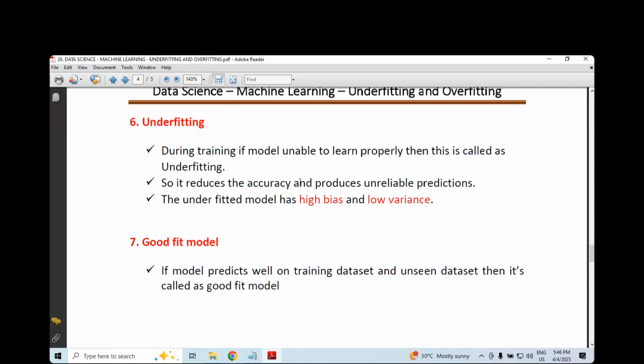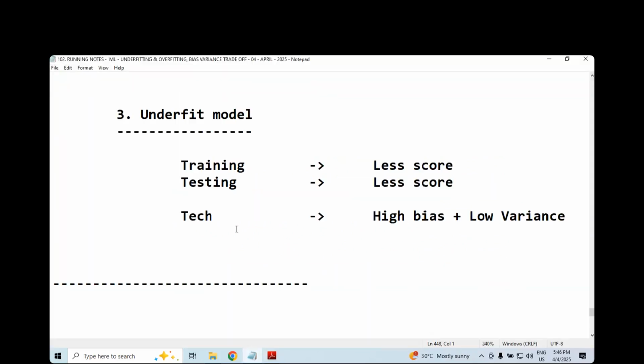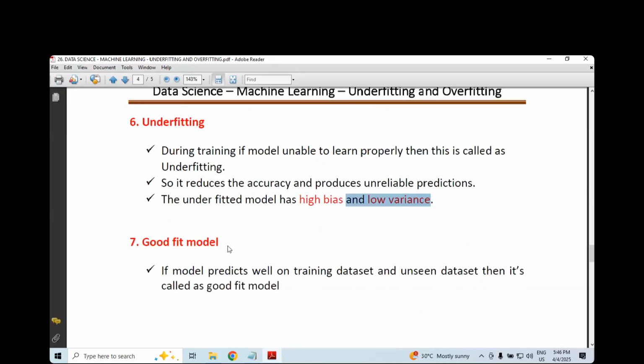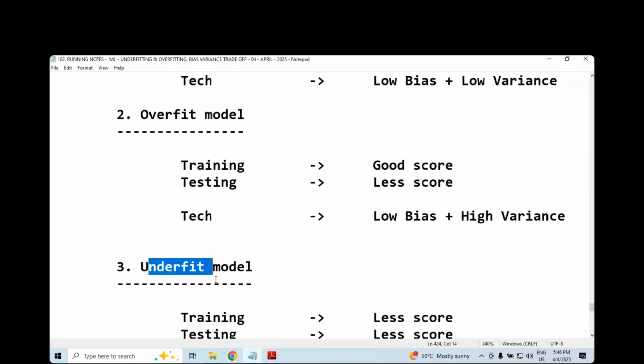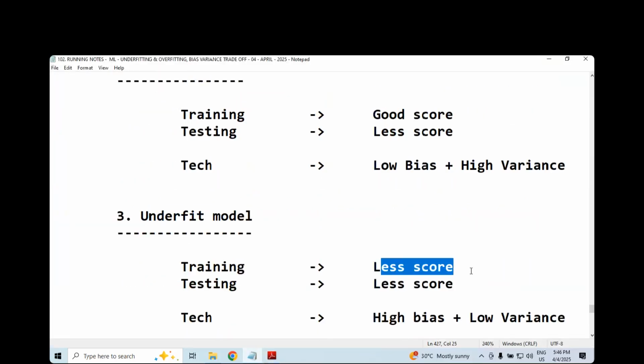The underfit model has high bias and low variance. An underfit model has high bias and low variance. Good fit model. That is called underfitting: during training, there is a low score.